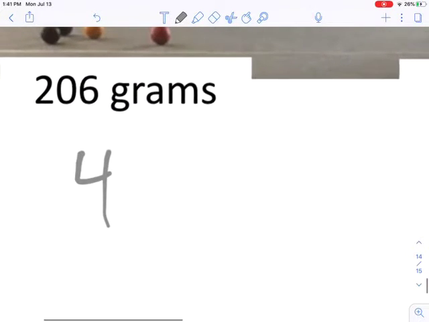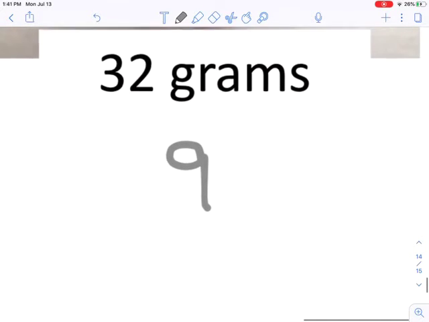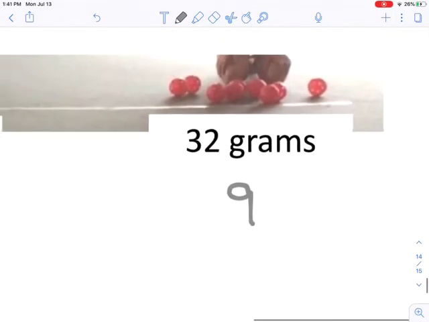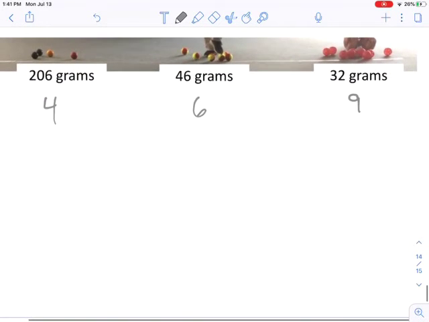So the 206 is bigger, but it's less important because there's only 4 of them. The 32 is lighter, but it's more important because there's 9 of them. So we have to take both of those factors into account. So the first thing that we're going to do is take these numbers and turn them into percentages. So a percent is just a part out of the total. So 4 plus 6 plus 9 is going to give me 19.